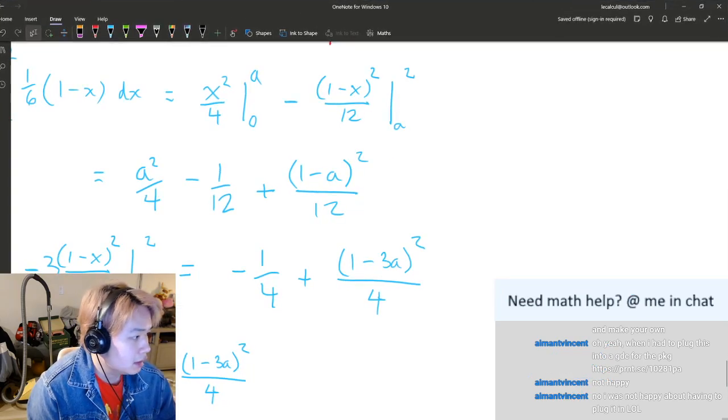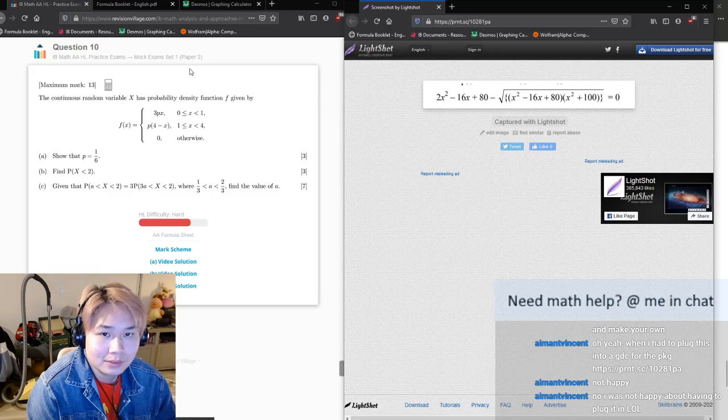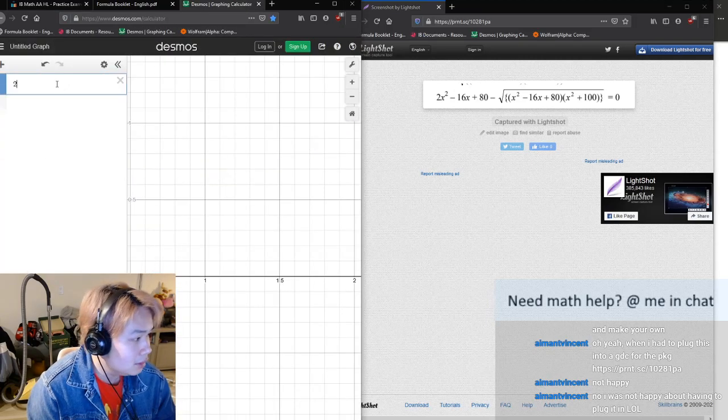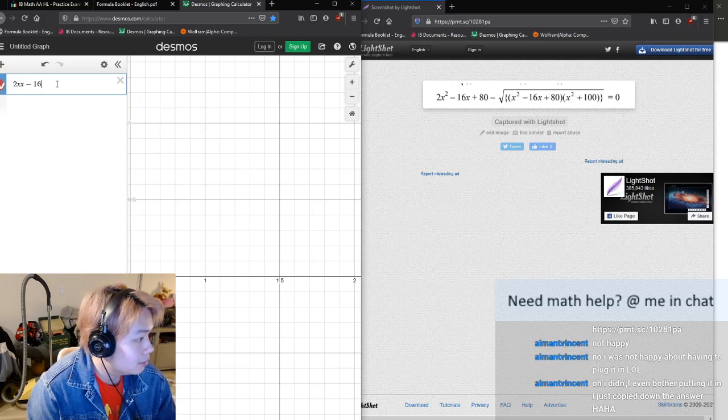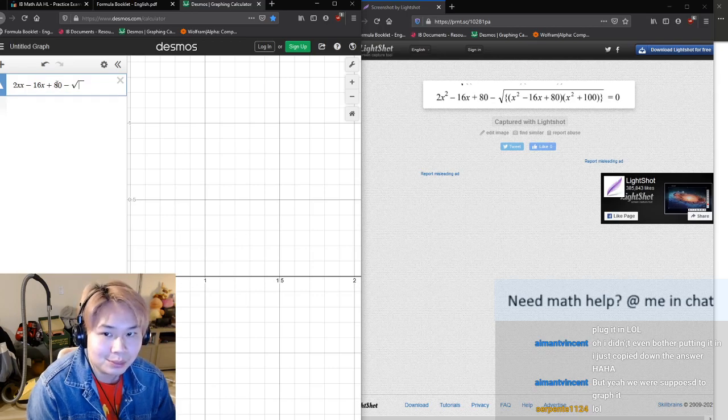Okay, so let's see. Plug this in. What the heck is this? When you... How did you even get here? And what are you trying to do? You're trying to solve for x, right? So did you put this as a graph? And then you try to find out where it's an x-intercept? So 2x squared. Then what do you mean your GDC is not happy with it if you didn't even put it into a GDC?